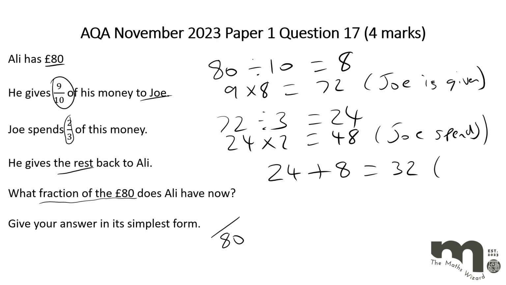We can then write that above 80 in our fraction because we're being asked to write what fraction of the 80 we've got. We've then got to simplify it. So you could half it if you like. So you've got 16 over 40.